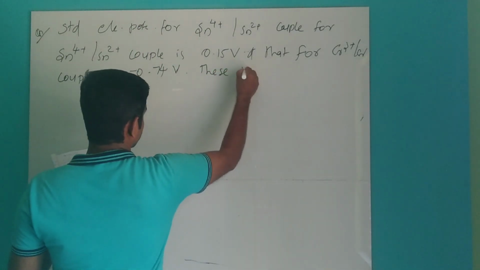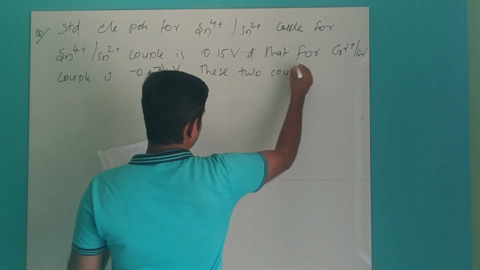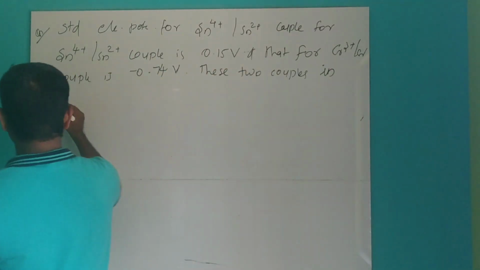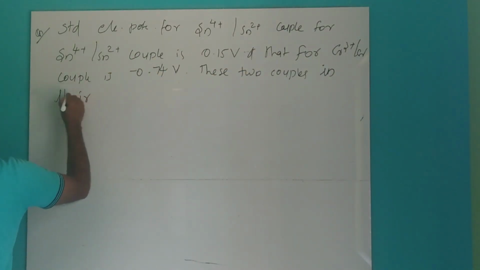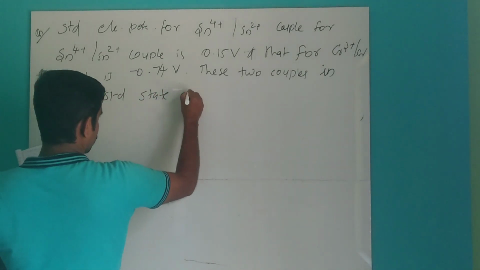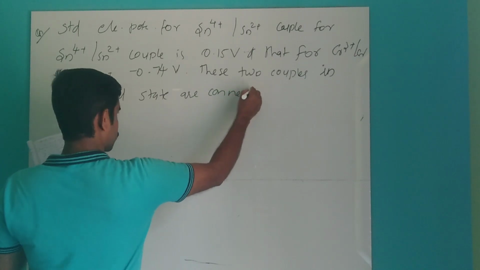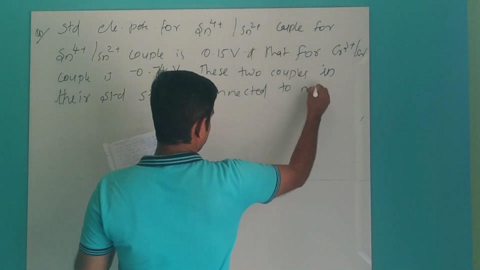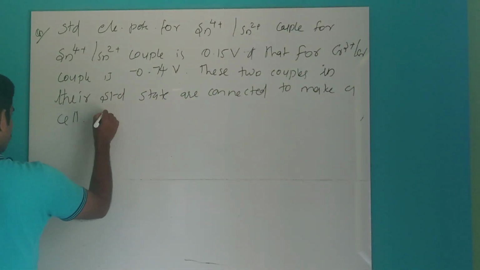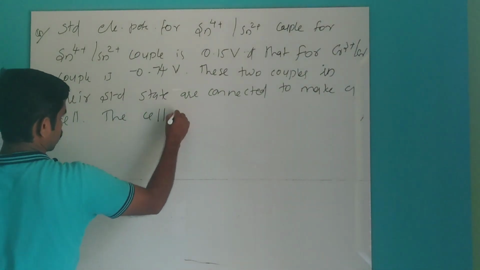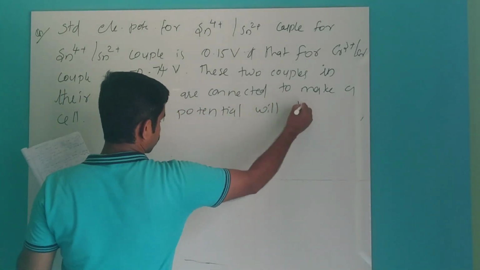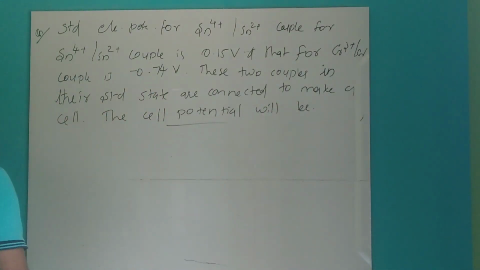These two couples in their standard state are connected to make a cell. The cell potential will be, what is the cell potential?